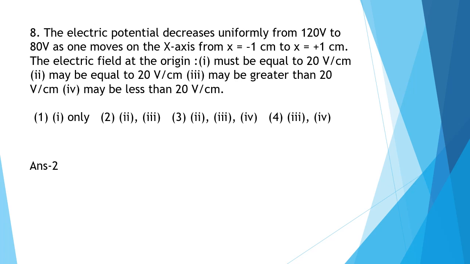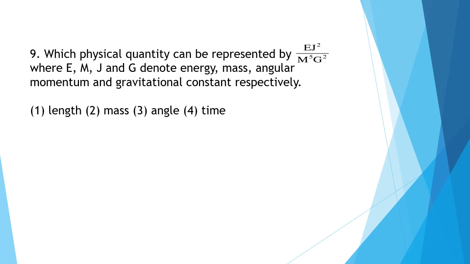So it is easy to say that it may be equal to 20 volt per centimeter as it is uniformly decreasing, but it can also be greater than 20 volt per centimeter. For this case, if there are two equal and opposite charges kept on the y-axis such that the potential on the x-axis is 0, then they will produce an electric field in addition to the 20 volt per centimeter at the origin. Therefore, the correct answer is 2, that is it may be equal to 20 volt per centimeter and may also be greater than 20 volt per centimeter.